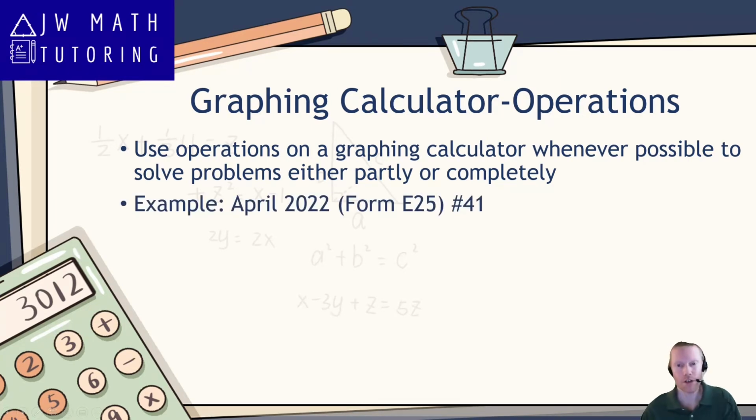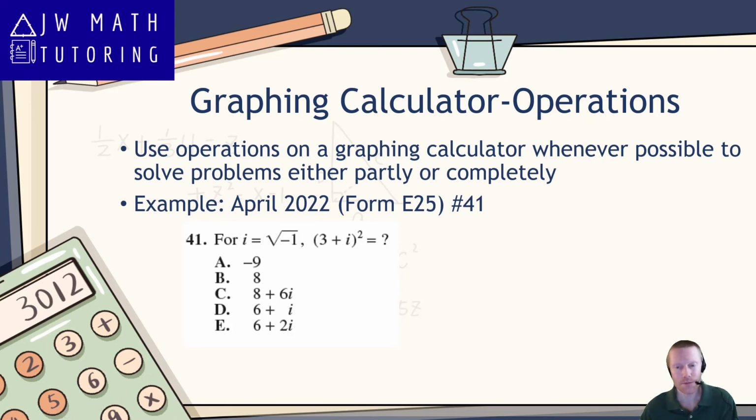So now let's take a look at an example problem. It's from the April 2022 test. It is Form E25, and it's problem number 41. So there's the problem on the screen. It's basically asking for (3 plus i) quantity squared. What does that simplify to?